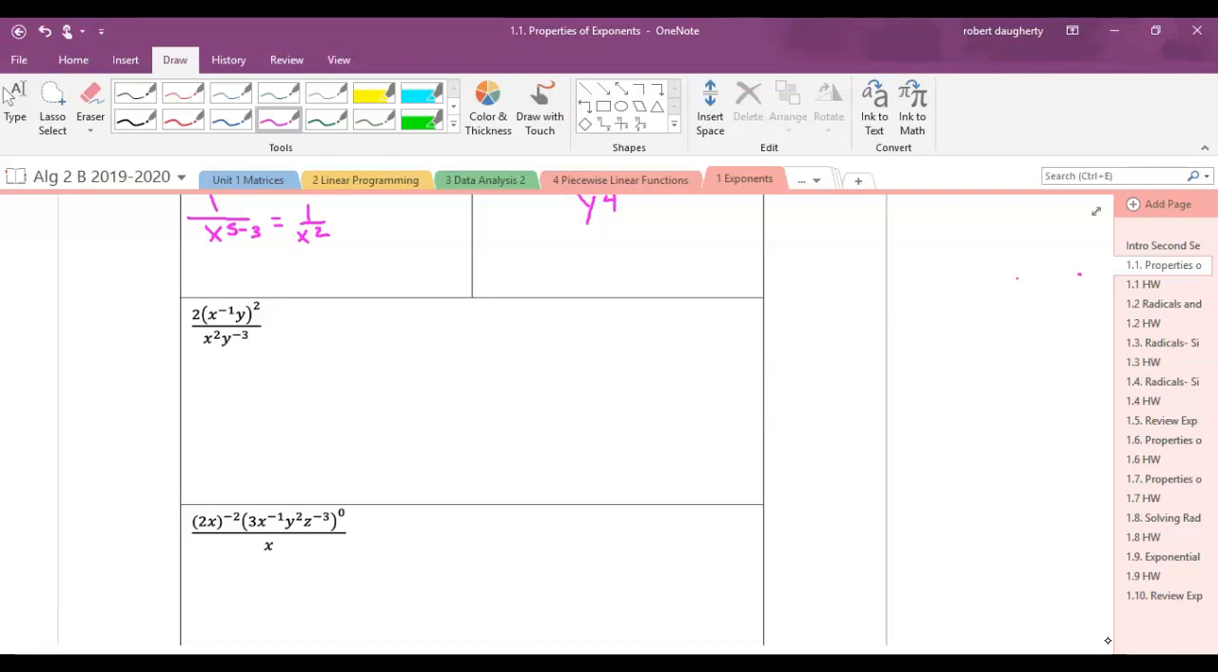So I could rewrite this as 2. And then what happens to exponents when I've got something raised to a power and then raised to another power? What do I do with those exponents? Multiply them. So this is going to be x to what power? Yeah, x to the negative 2, because I multiply the negative 1 and the 2. And then y to what power? Squared over x squared y to the negative third.